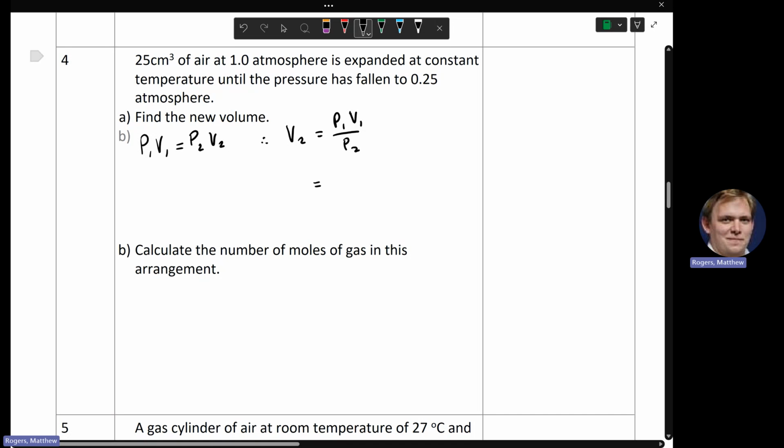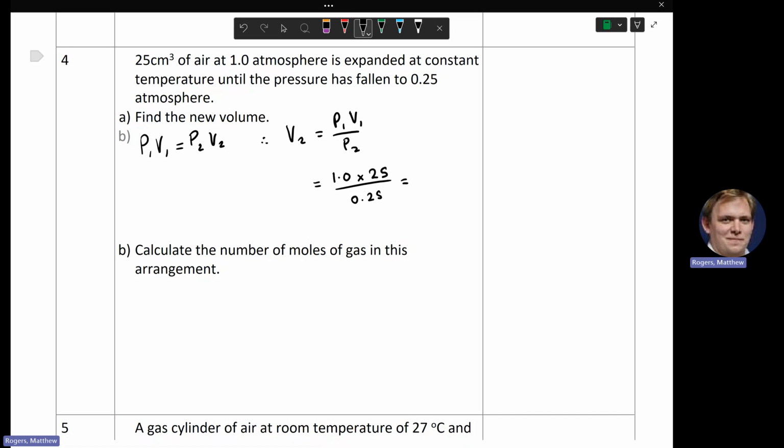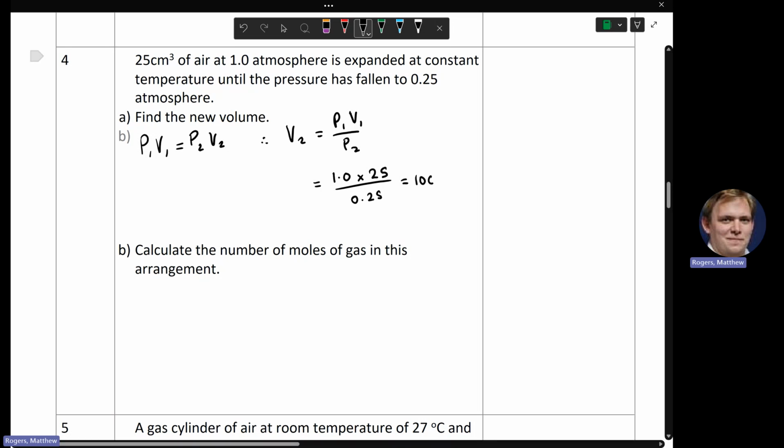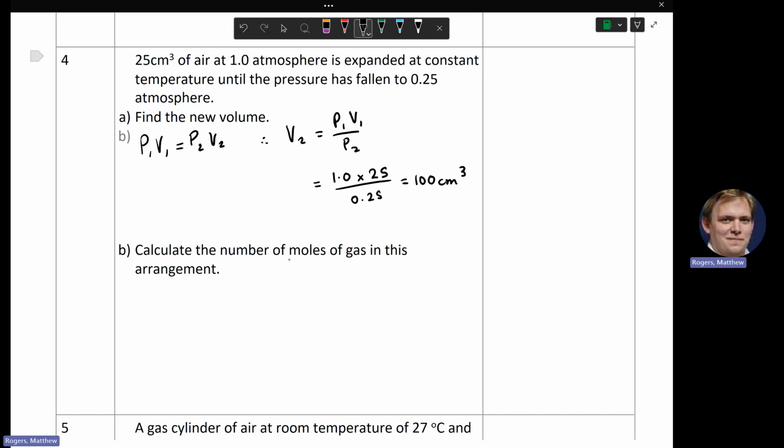So the initial pressure is 1 atmosphere. The initial volume is 25 centimeters cubed. The final pressure is 0.25. Well, hopefully this isn't too hard. The pressure's gone down by a factor of 4, so the volume will go up by a factor of 4 to 100 centimeters cubed. But part B says calculate the number of moles of gas in this arrangement.